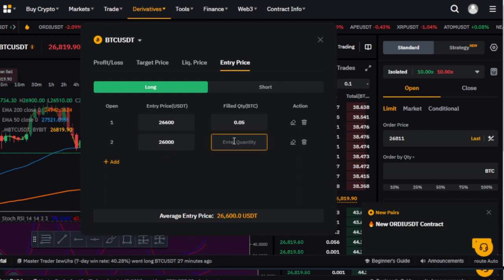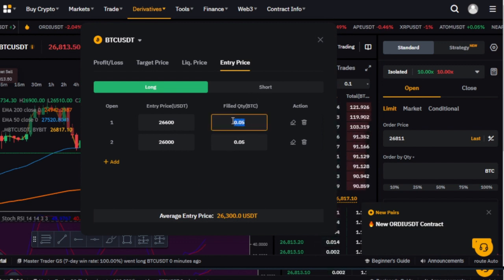Okay, that is 0.05 BTC, right? When I enter another one, remember, my average price is no longer at 26,600. It has now calculated it to give me an average of what I'm entering here. Remember, the same amount it cost me to enter here is the same amount to enter here. So my average price now has reduced to 26,300.